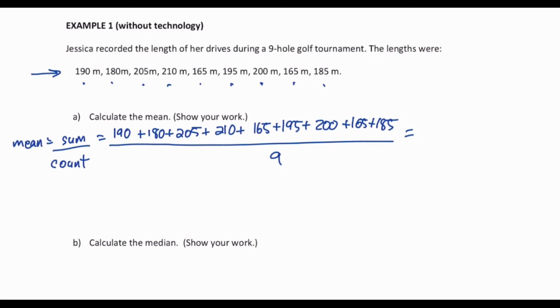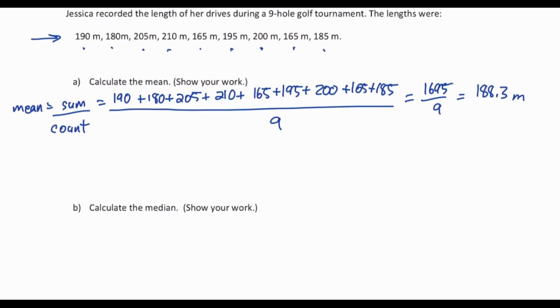And we're going to find out that our total here is 1695 divided by 9, which is going to equal approximately 188.3 meters. And this is a word problem, so we could write a concluding statement, but I'm not really going to worry about that right now. But we would say, therefore, the average length of Jessica's drive during the tournament was 188.3 meters.